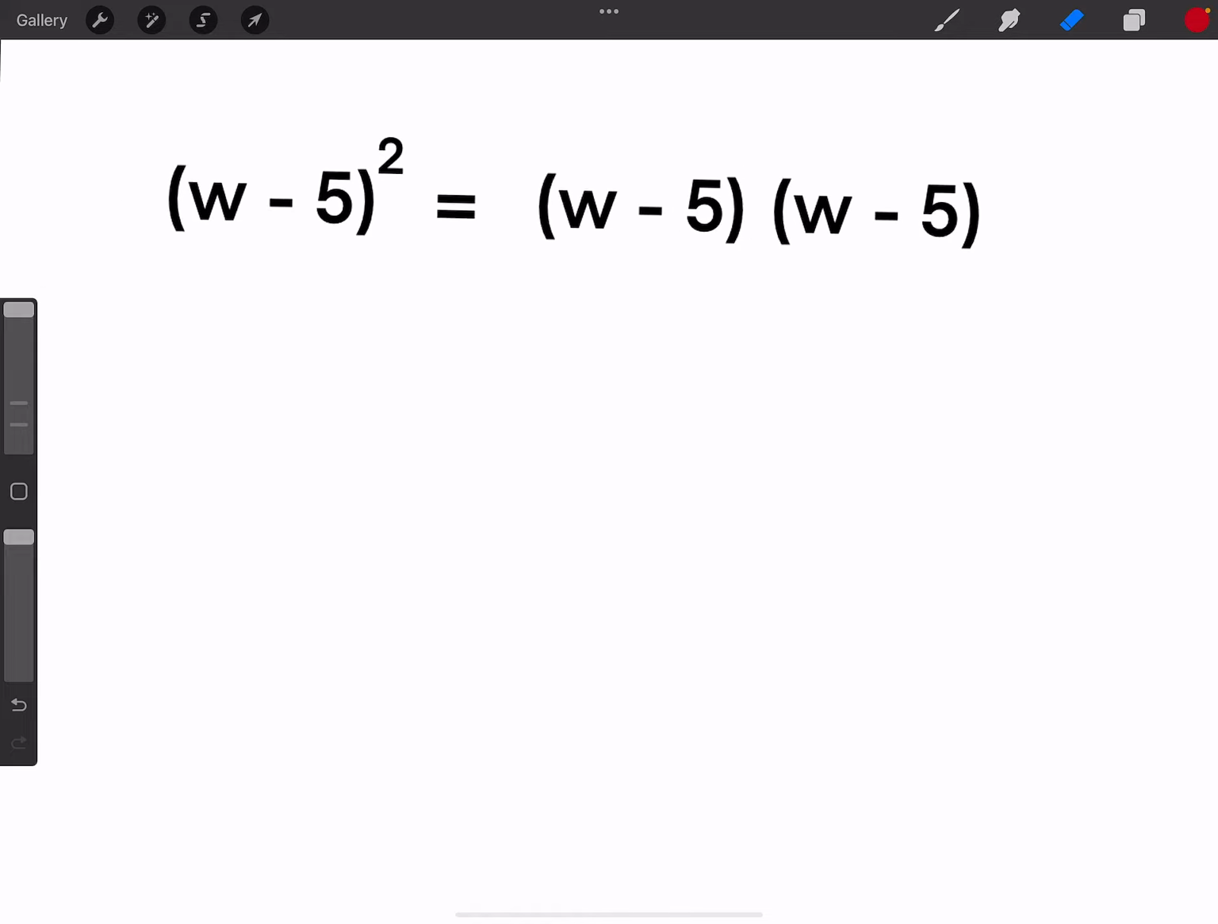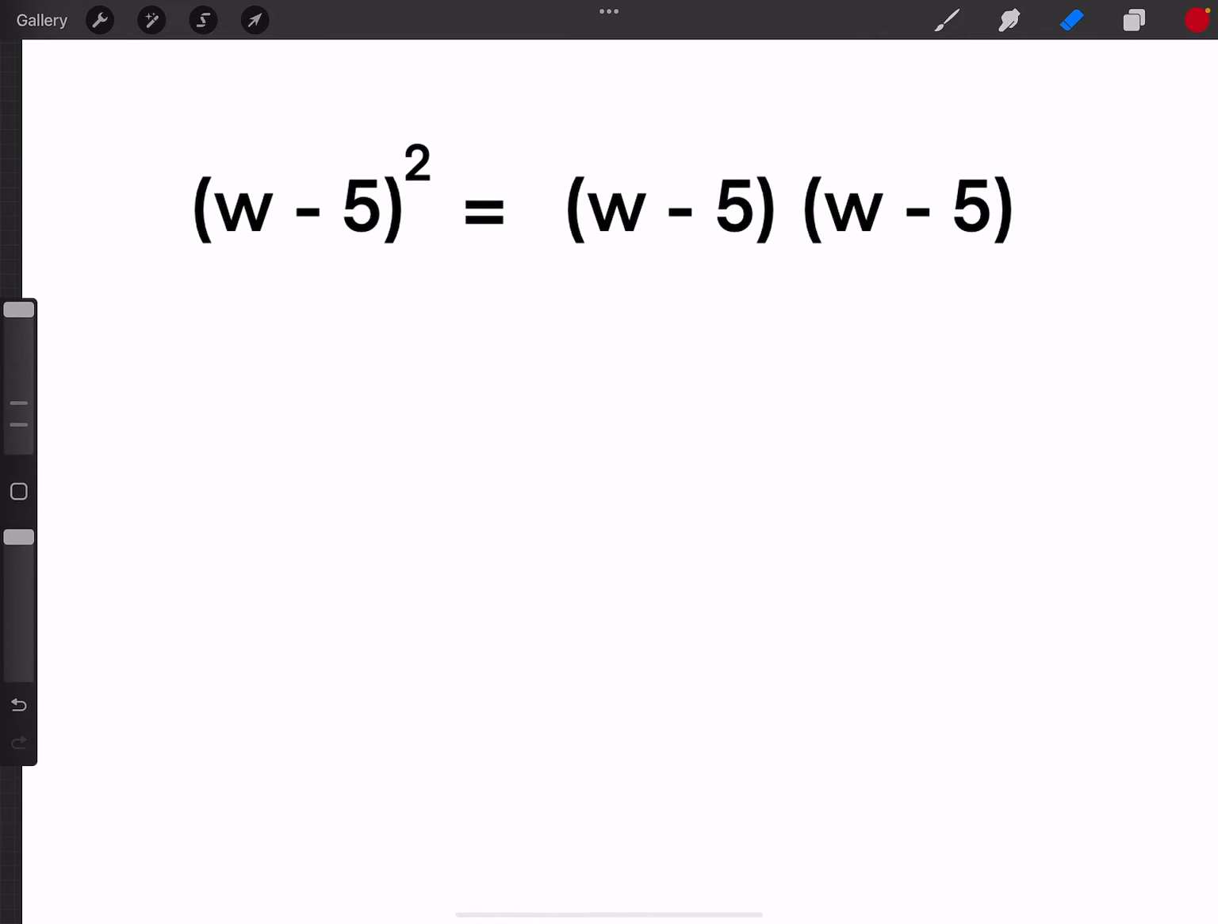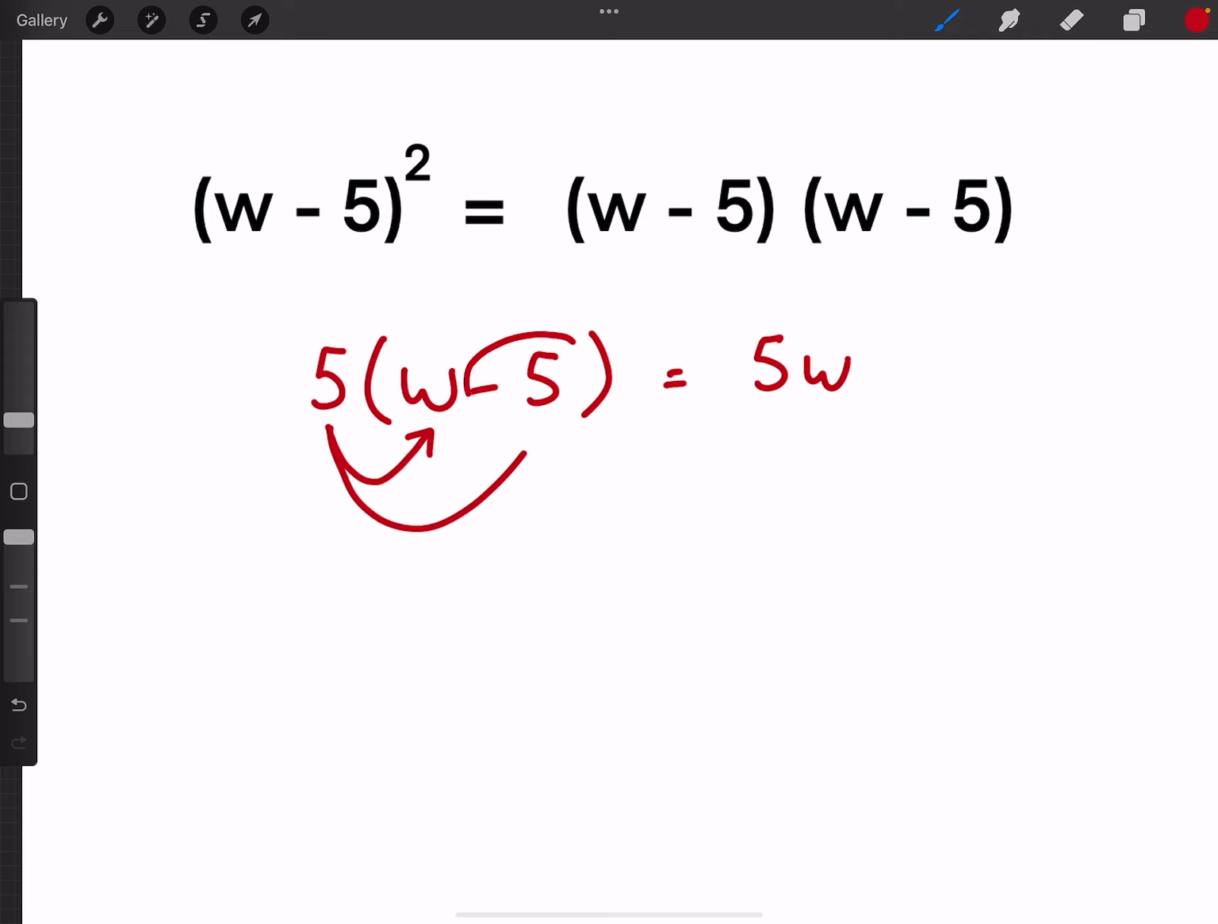So we know the regular distributive law of expanding. So if I have, let's say, 5 times w minus 5, for example. In this case, all we've got to do is multiply the number on the outside into the numbers on the inside. So 5 times w is equal to 5w, and then 5 times minus 5, that'll be minus 25. Okay, we know this, so we know how to expand this.